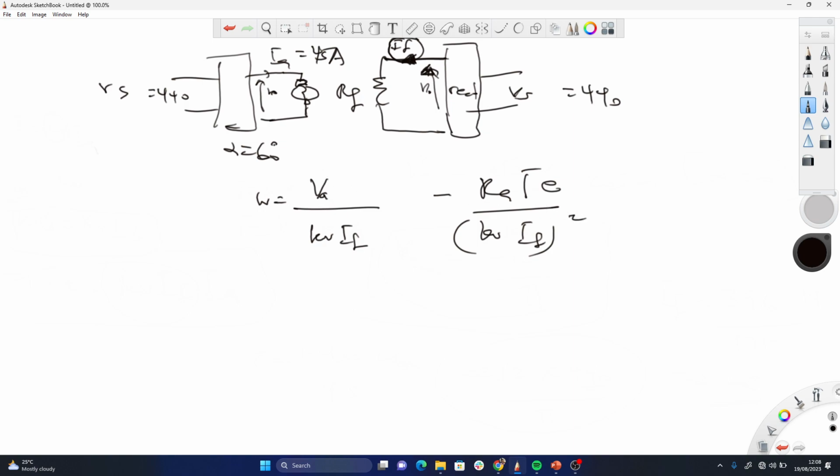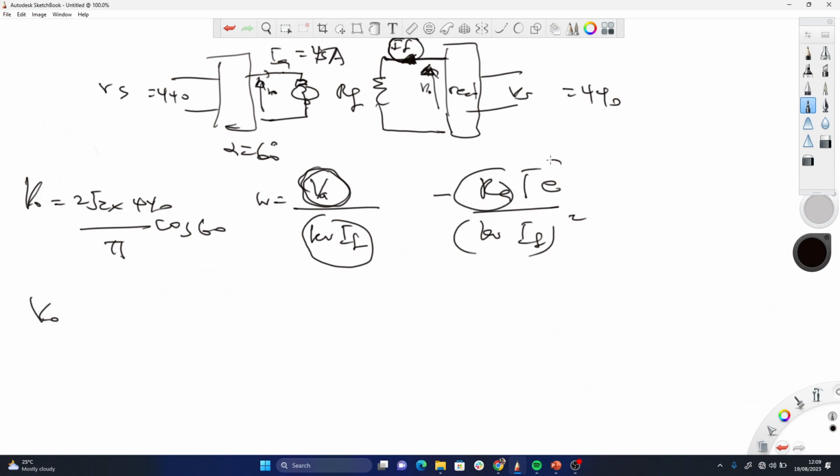So now, let me find my armature voltage. It's a rectifier, so V naught is equal to what? 2 root 2 V, 440 over pi, cos alpha. They give us alpha to be 60 degrees. I'll find that V naught, which is the armature voltage, so that's what will come here. Once I put that one here, I have my KV IF. I know my RA, I know my T, I know everything. So I can find my speed.